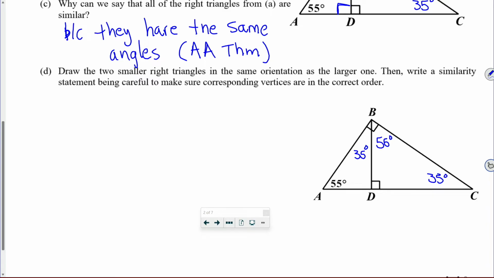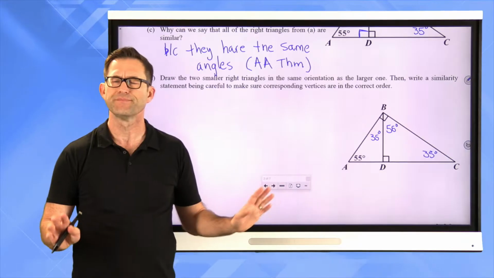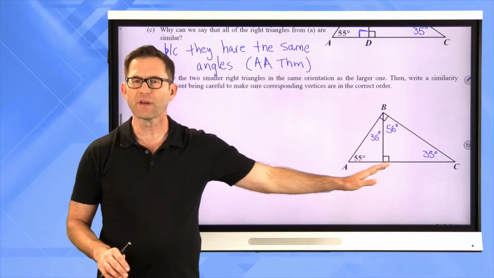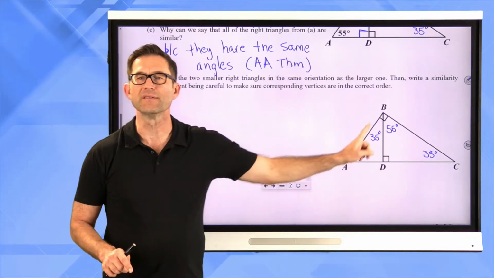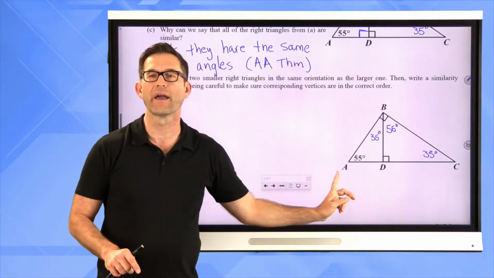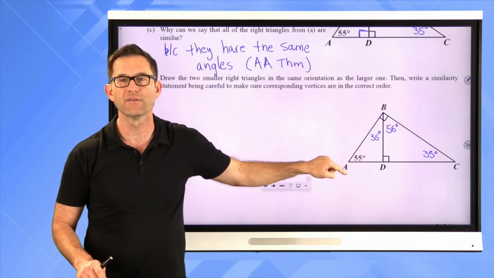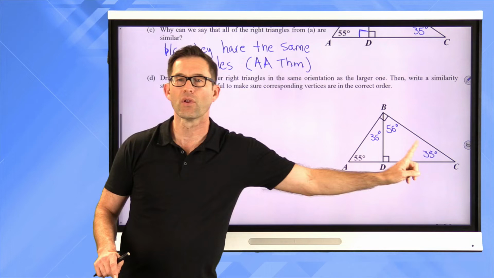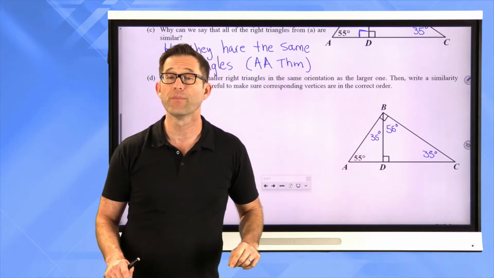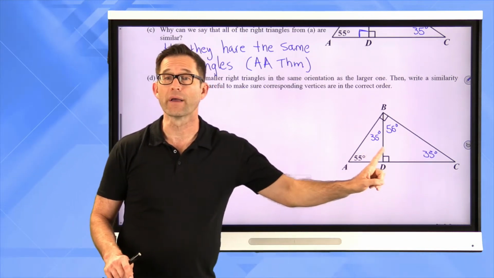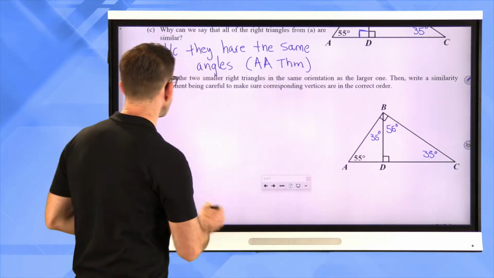Draw the two smaller right triangles in the same orientation as the larger one, then write a similarity statement, being careful to make sure corresponding vertices are in the correct order. All right, so in this particular problem, what I can see is that my large right triangle is lying on its hypotenuse, with the shorter leg tilting down this way and the longer leg stretching out that way. I want to draw this triangle and this triangle in the same orientation.